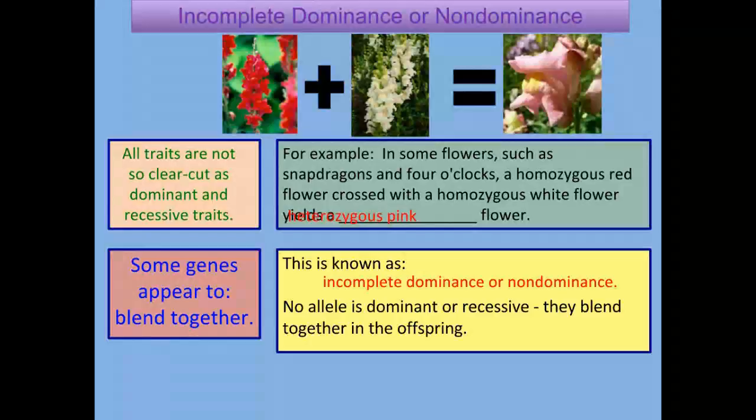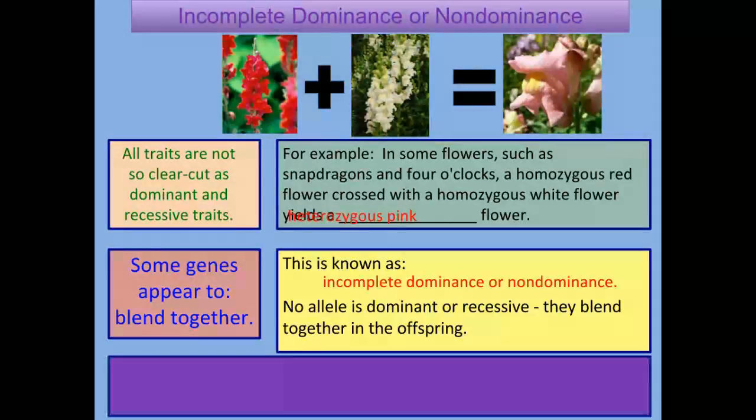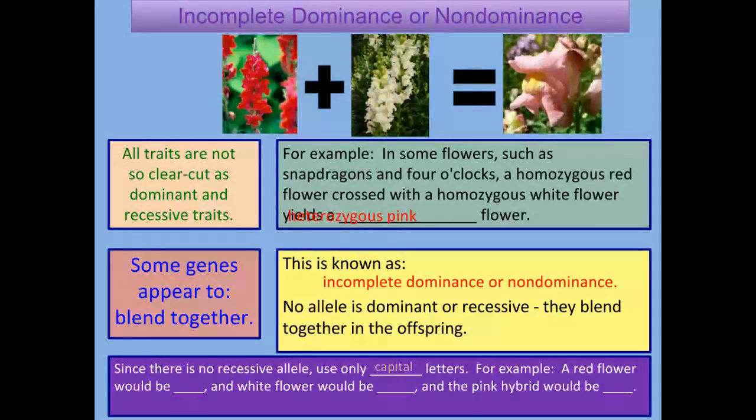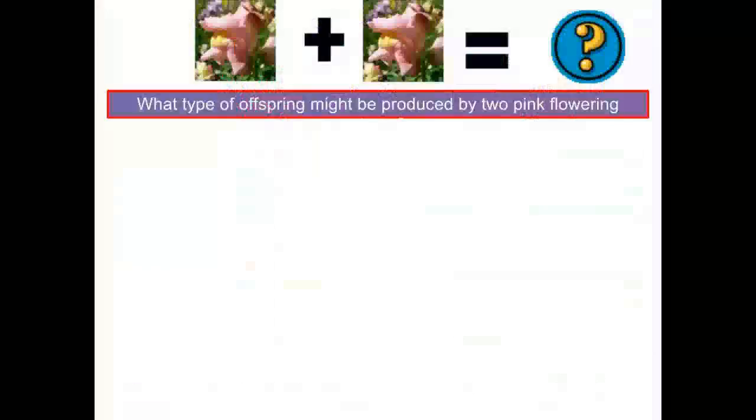So it says no allele is dominant or recessive. They blend together. So you're going to be using all capital letters. So a red flower would be denoted as big R, and the white flower would be big W. And then if you ended up with a pink hybrid, it would be big R, big W.